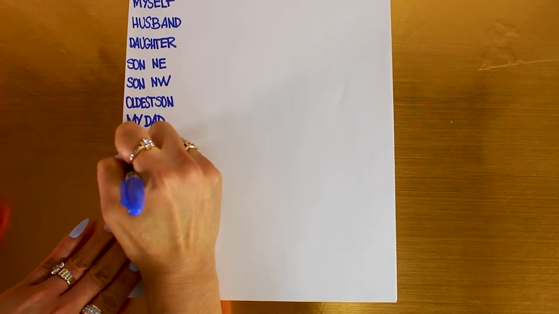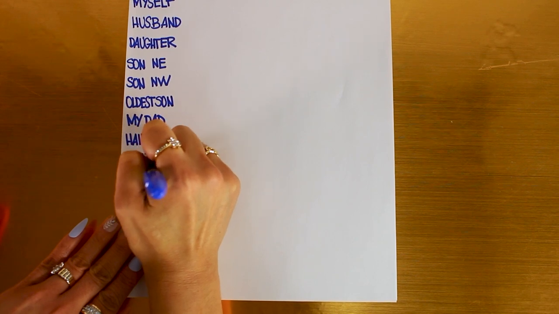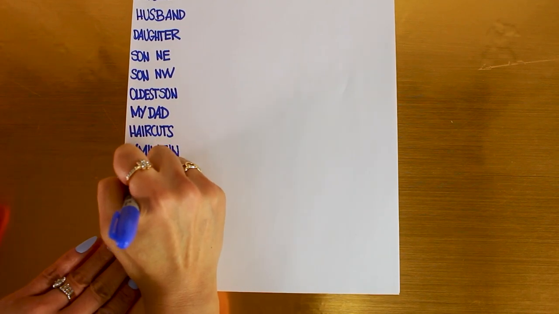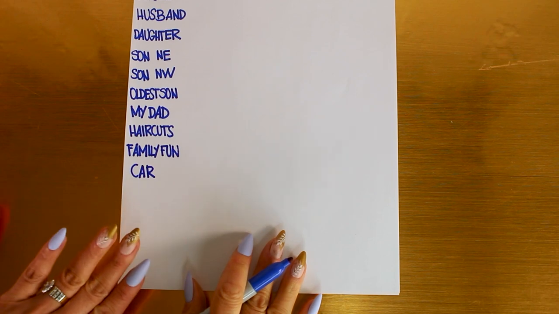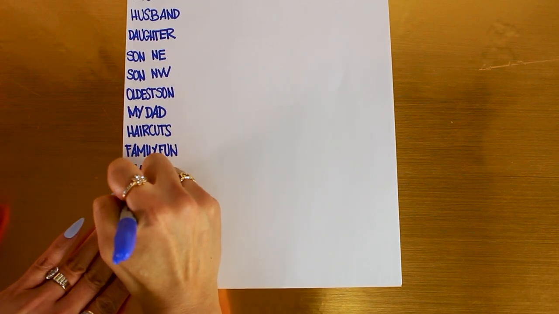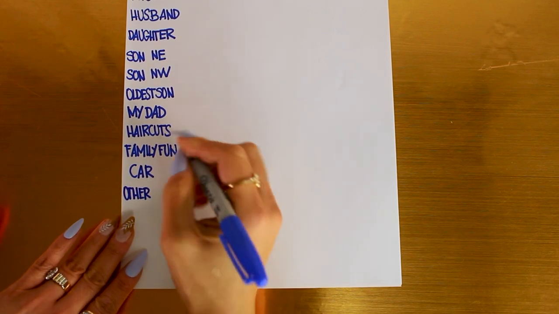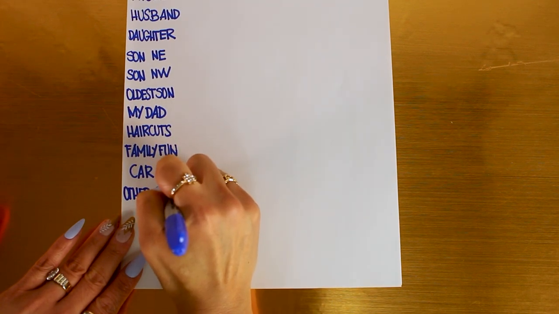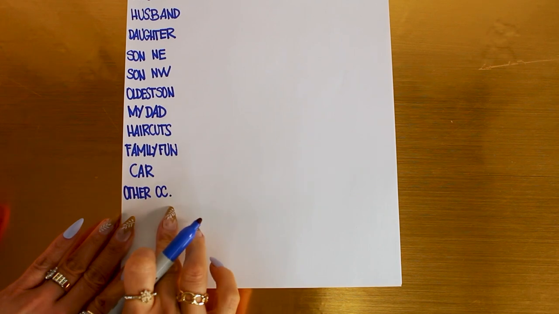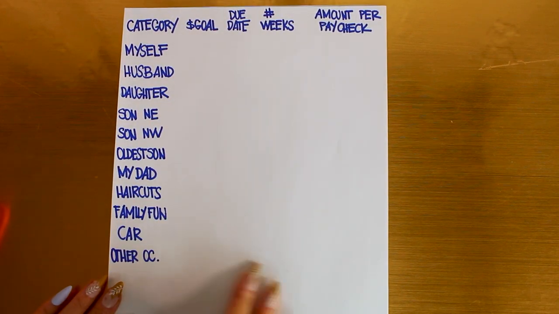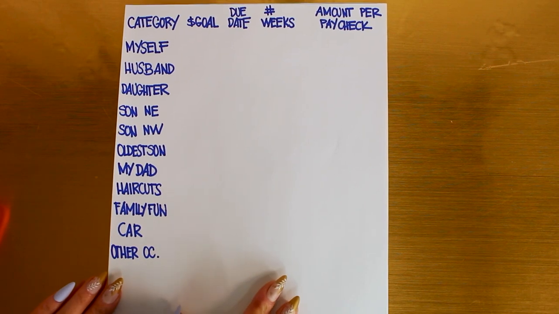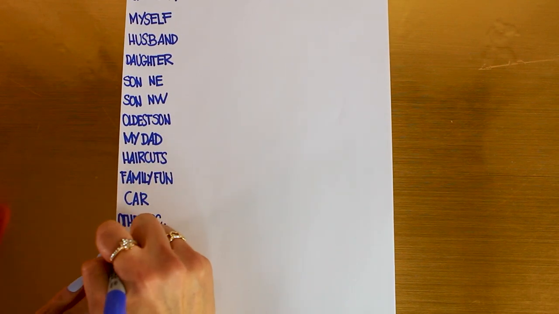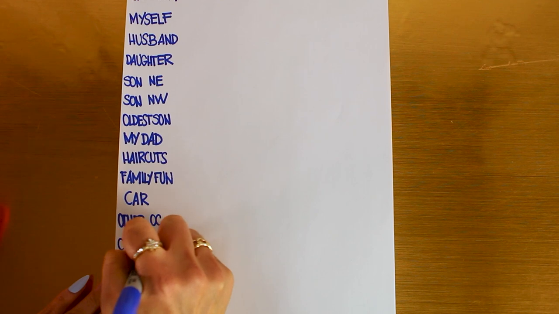Family fun. We have car. We have other occasions. So let's just write other OC, okay, because it's going to be too long, it's going to go over the next column. So I'll just put other OC, it means other occasions. And the last one is Christmas.